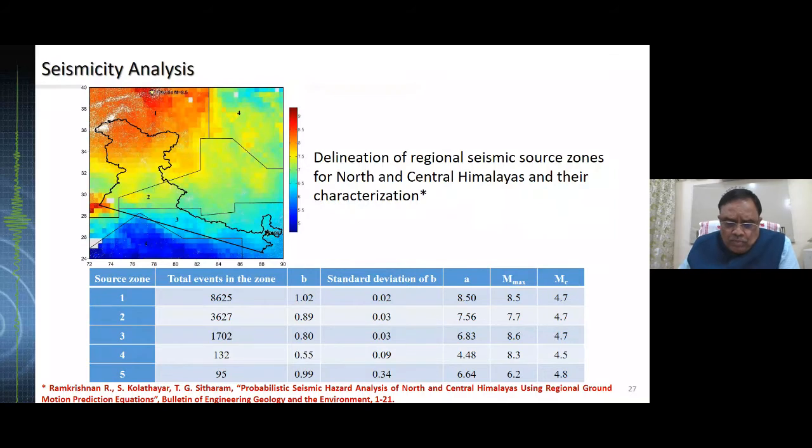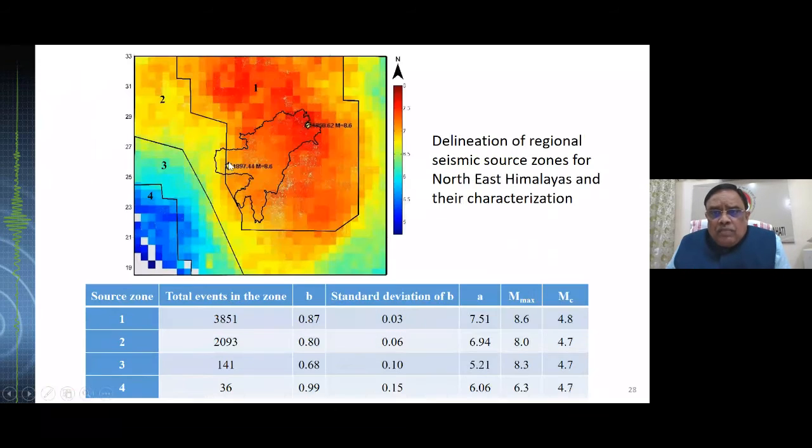Based on this maximum credible earthquake, this approach provides the most critical earthquake scenario considering the magnitudes of the events from the point and linear sources within a buffer area of 300 kilometers. PSHA, on the other hand, considers the GR parameters to characterize the region into various seismic source zones based on the A and B values. This is for the North Central Himalayas.